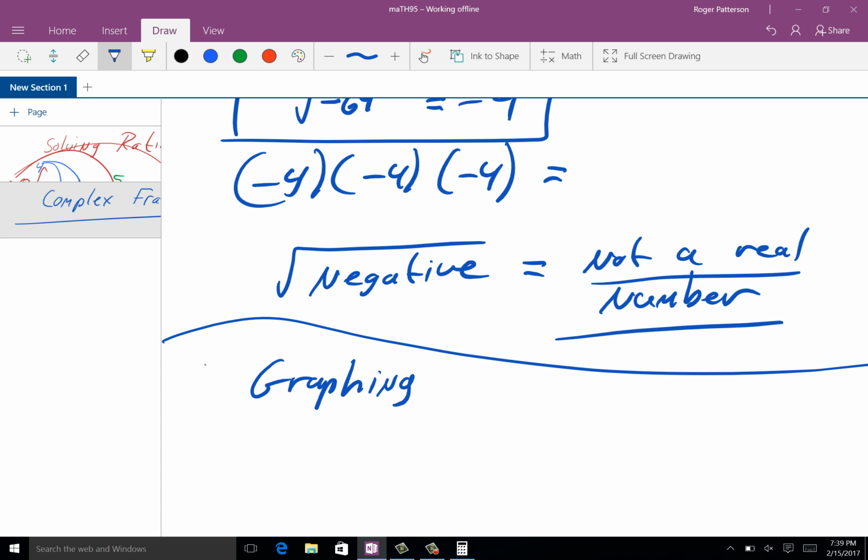How about this? y equals negative square root of x minus 4. Is the domain any different? It's upside down. Just upside down, right? The domain doesn't change. It's still greater than 4.